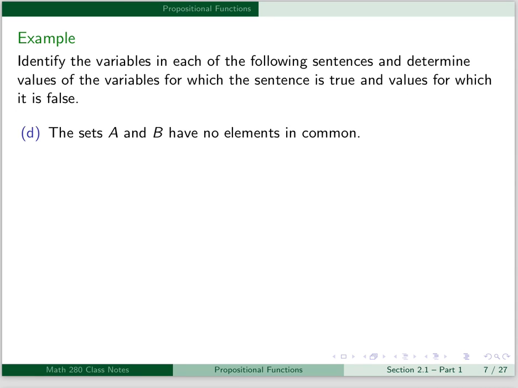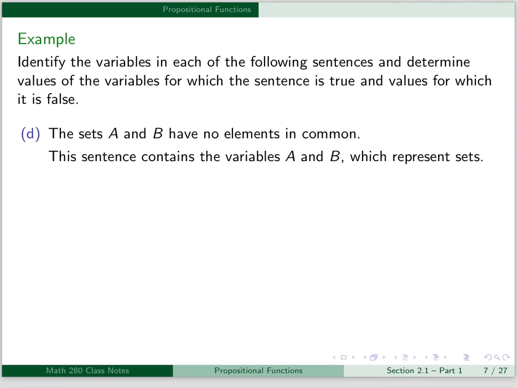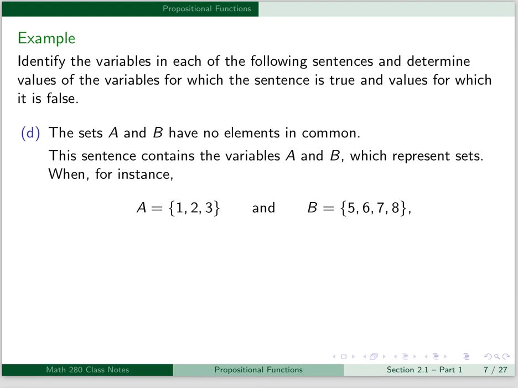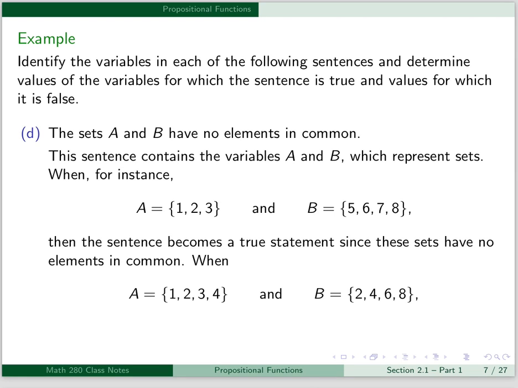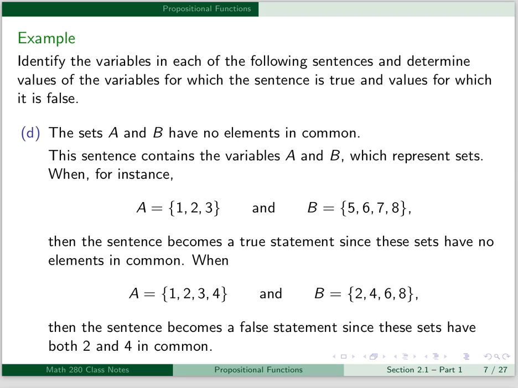And now we have the sentence, the sets A and B have no elements in common. This sentence contains the variables A and B, which both represent sets. When, for instance, A is the set containing elements 1, 2, 3, and B is the set containing elements 5, 6, 7, 8, then the sentence becomes a true statement since these two sets have no elements in common. When A is the set containing 1, 2, 3, 4, and B is the set containing 2, 4, 6, 8, then the sentence becomes a false statement since these sets have both 2 and 4 in common.